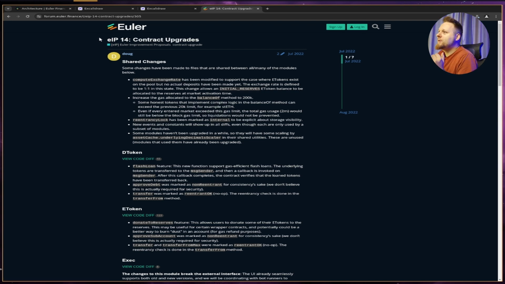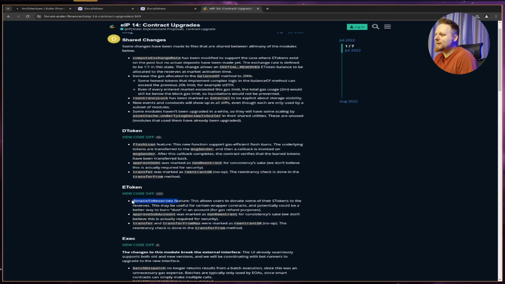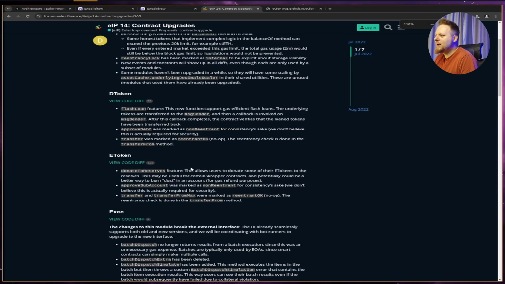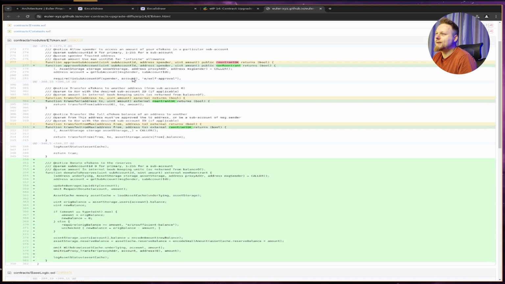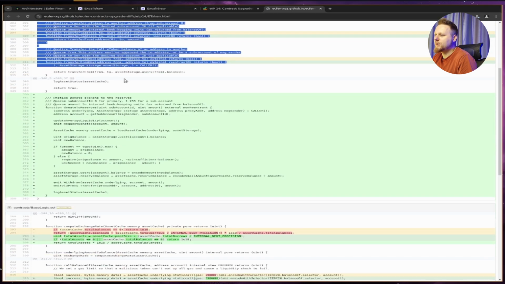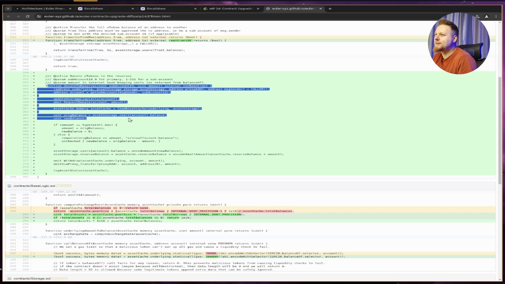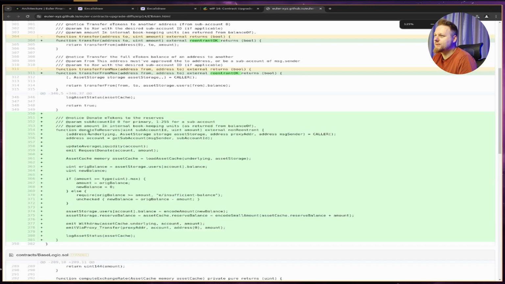So this is EIP 14, the contract upgrades, and one of them in eToken is the donate to reserve function. According to this EIP, this allows a user to donate some of their eTokens to the reserves. This may be useful for certain wrapper contracts and potentially could be a better way to burn dust in an account for gas refund purposes. And this is the diff. Those parts are not really required. But here we have this donate to reserves function.